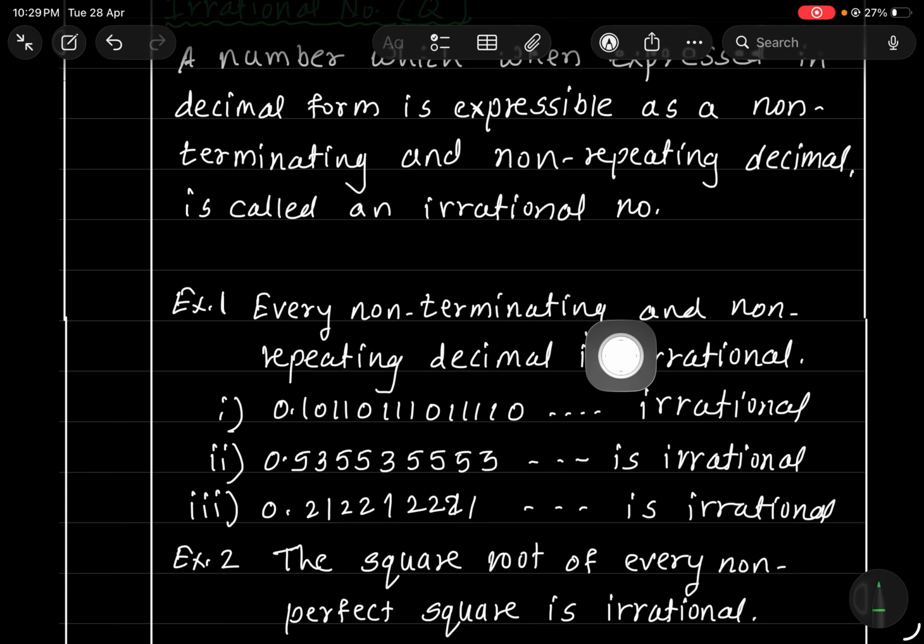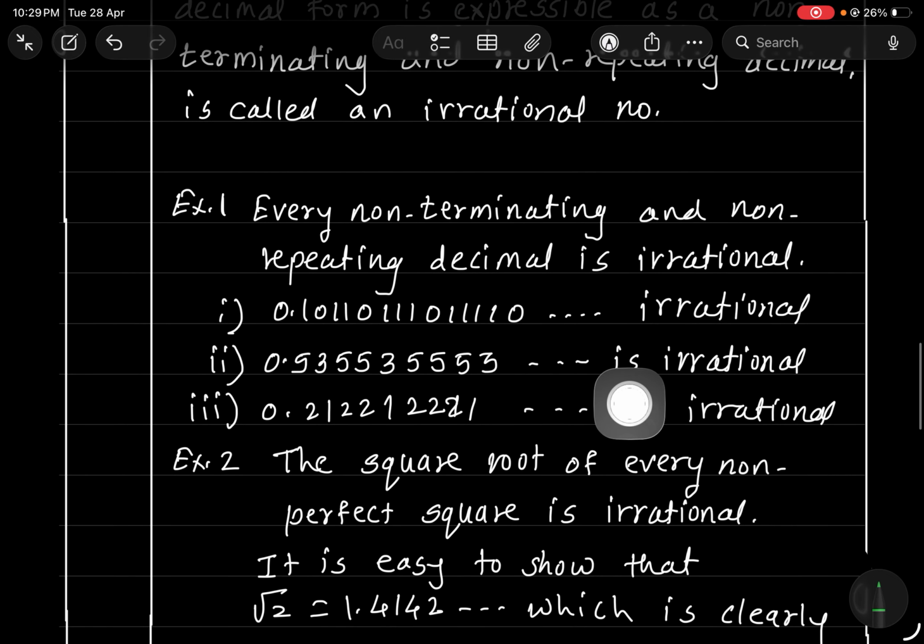Every non-terminating and non-repeating decimal is irrational. Now see here, 0.101101110 and again 1, dash dash, like this is an irrational number. It is non-terminating, continuously numbers keep coming after division, there is no end. Then this, 0.53553 dash dash, means continuously numbers come, there is no end, remainder 0 is not coming, that means it is irrational. Here the third, 2 1 2 2 1 2 2 1, like this is also irrational.